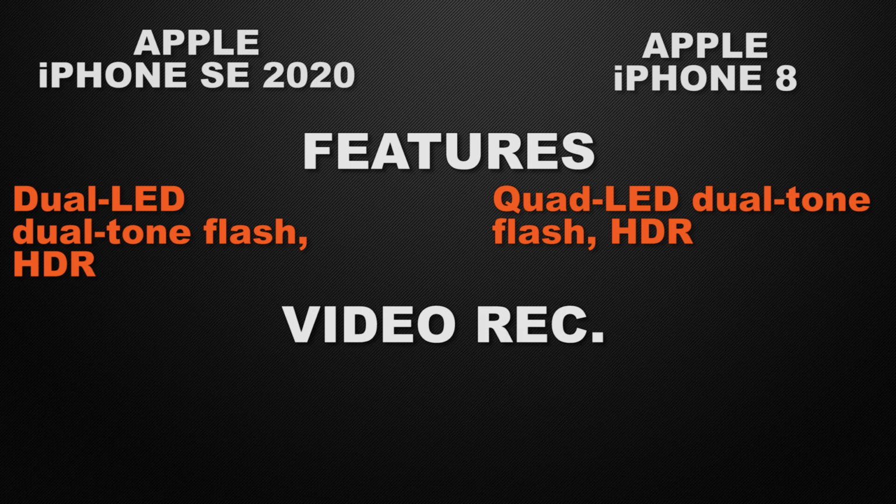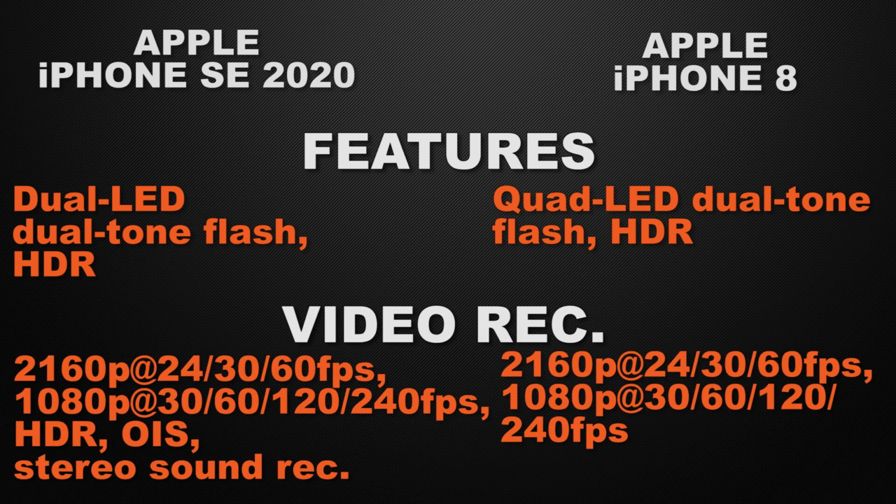And about the video recording options in the devices, both the devices can shoot 4K video at 24, 30 and 60 fps, 1080p at 30, 60 fps, and for slow motion both can shoot 1080p at 120 and 240 fps. So the winner here is iPhone SE because it has HDR with optical image stabilization and a stereo sound recording option.